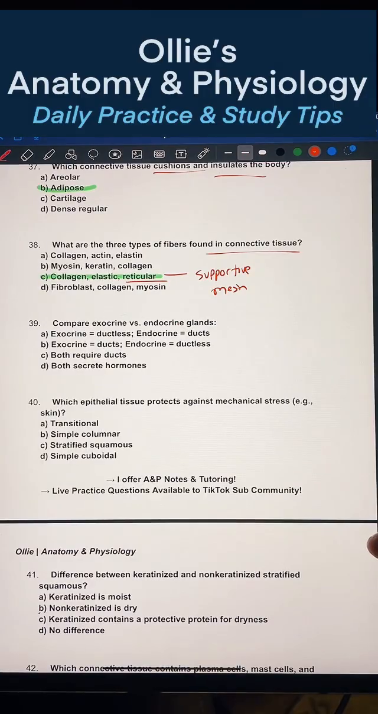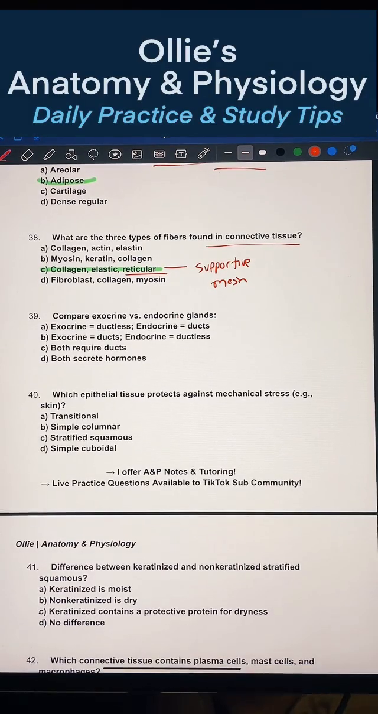Number 39, compare exocrine versus endocrine glands. A, B, C, or D. What do you guys think that is?